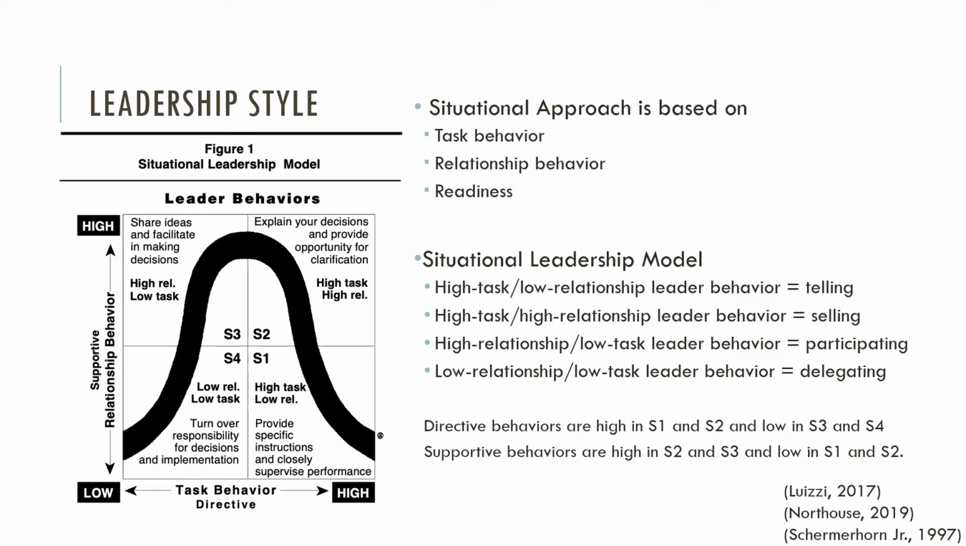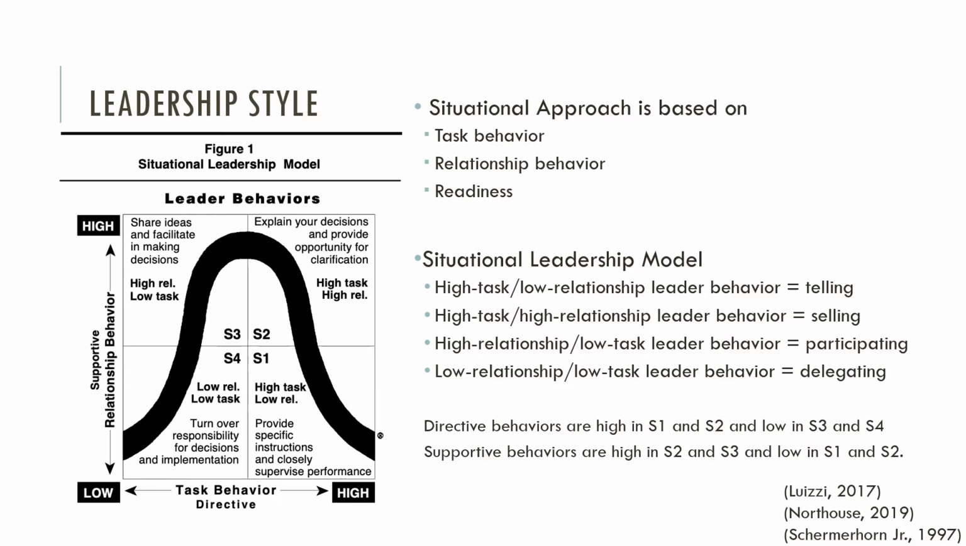So now onto the top right box, or S2, which represents the high task, high relationship leader behavior, which is also known as selling, because with this style, most of the direction is still provided by the leader, and the leader uses two-way communication and socio-emotional support to get the followers psychologically to buy into decisions that have been made.